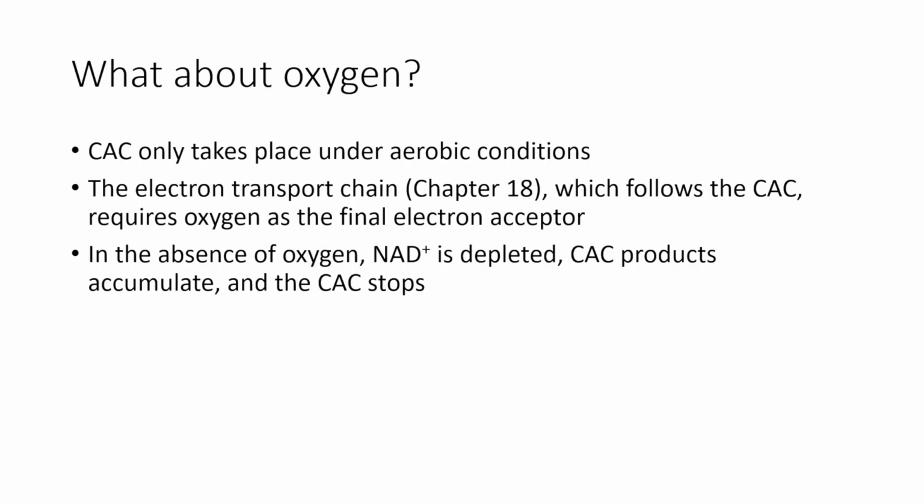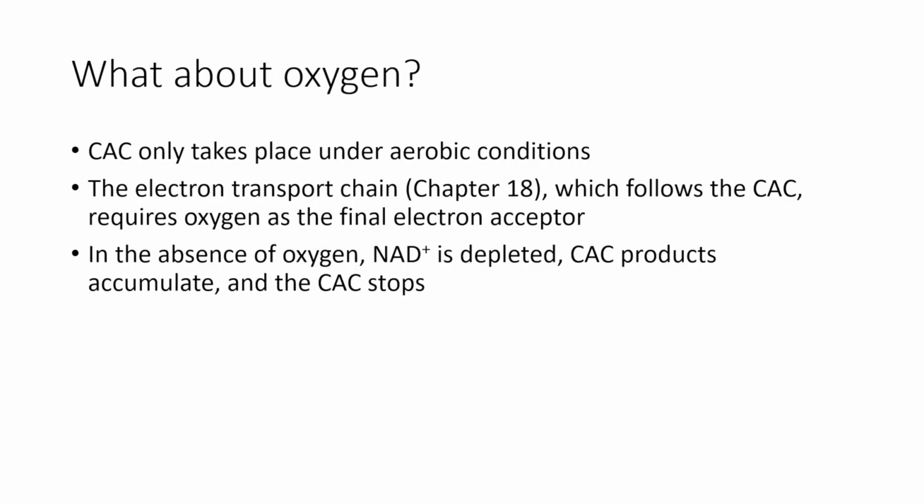And so all of those electron carriers that we produce during the citric acid cycle, which would normally get reoxidized during the electron transport chain, they can't if there's no oxygen. And so we essentially can't recycle those electron carriers. And so we end up building up high levels of NADH and depleting all of the NAD+. Also, all of the other products of the citric acid cycle will accumulate.